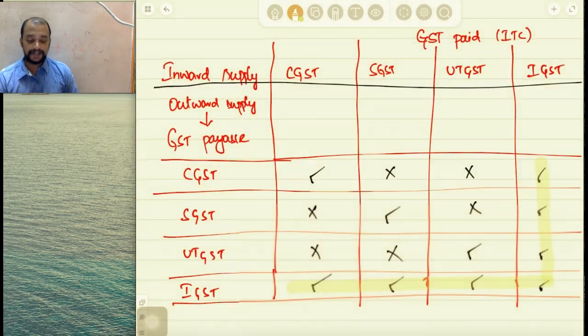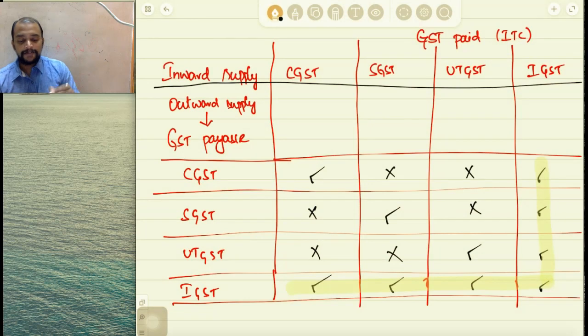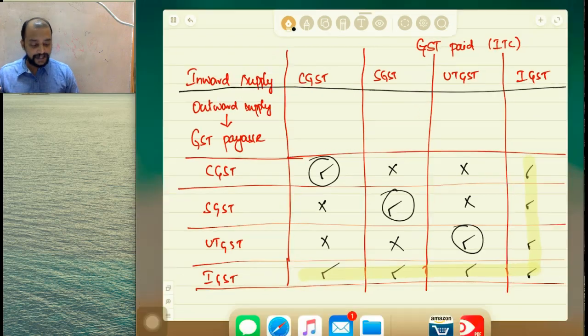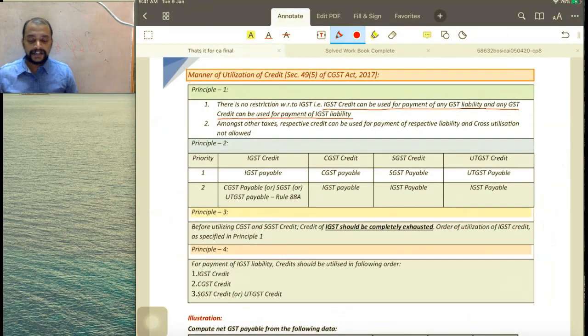Then second point here. What is it? Between CGST, SGST and UTGST, respective credit can be used for payment of respective liability and cross utilization is not possible. So that's what we have. Amongst other taxes, respective credit can be used for payment of respective liability and cross utilization is not allowed. So this is with respect to principle 1.